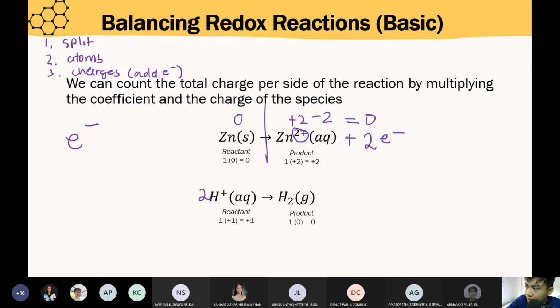Now, you have the same charge. Okay? So, positive 2 from the zinc, negative 2 from the 2 electrons. So, positive 2 minus 2, 0. Same na siya with the other side. Okay?